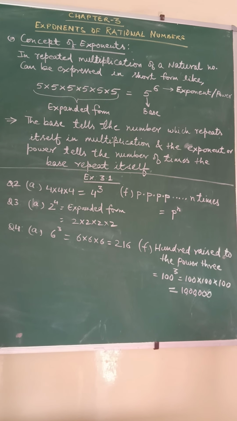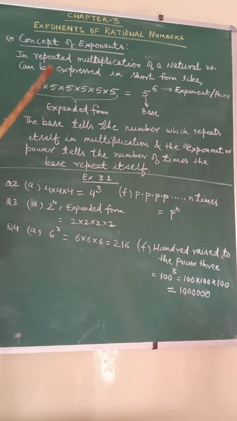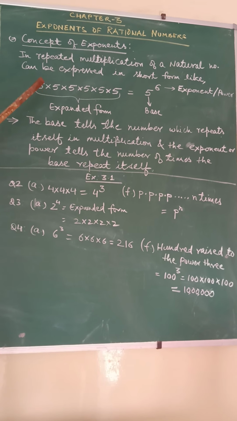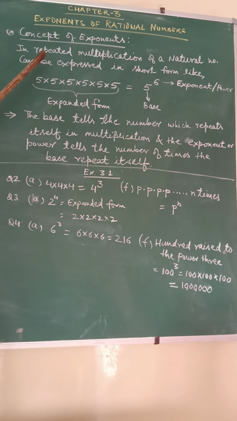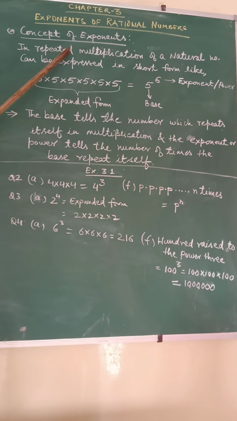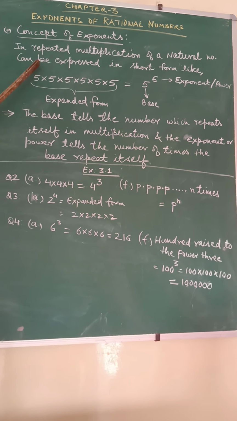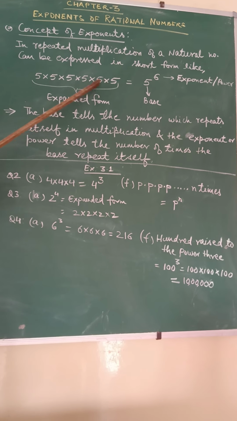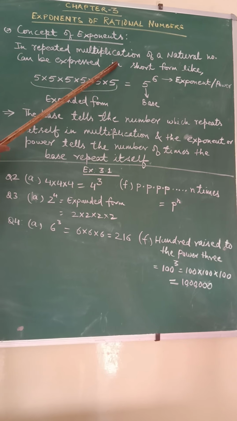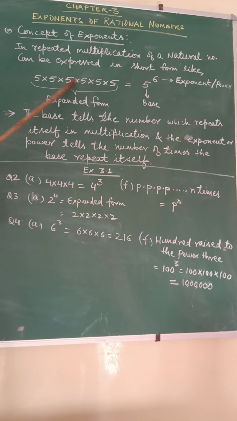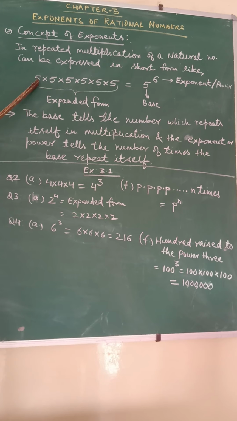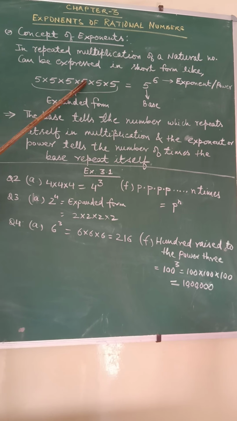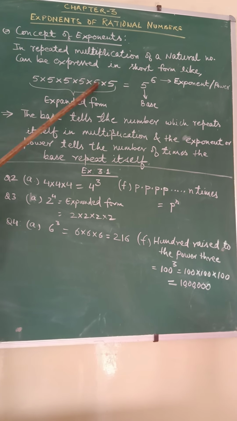Hello students, now we are going to start chapter number 3, exponents of rational number. So here you have to understand the concept of exponent, right? If a natural number is given in repeated multiplication form, we can express that number in short form. Here you can see 5 is multiplying 6 times: 1, 2, 3, 4, 5, 6. So this is known as expanded form, right?